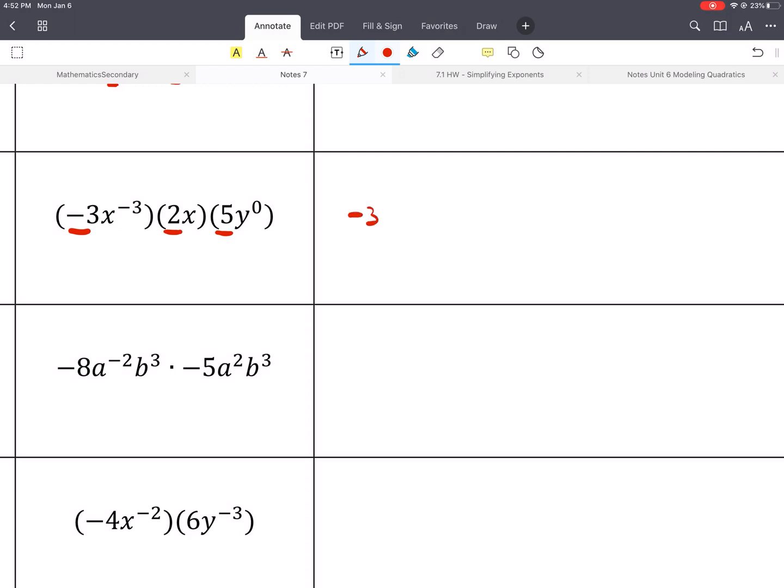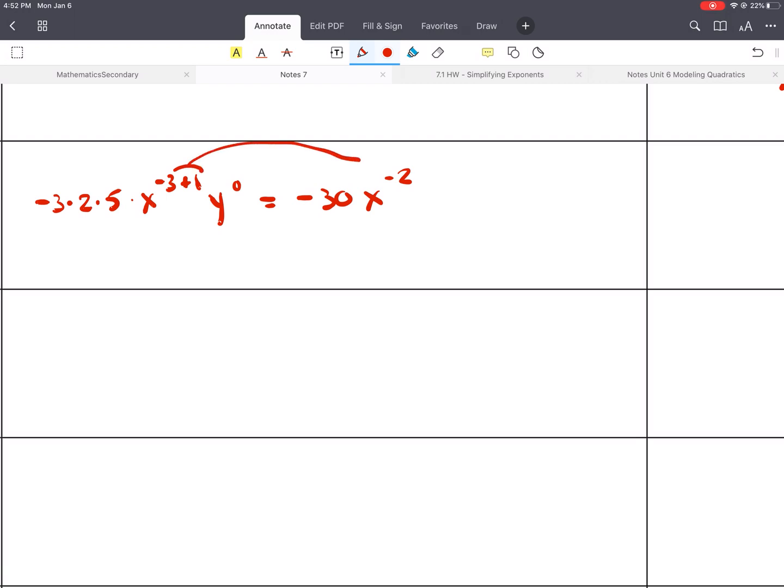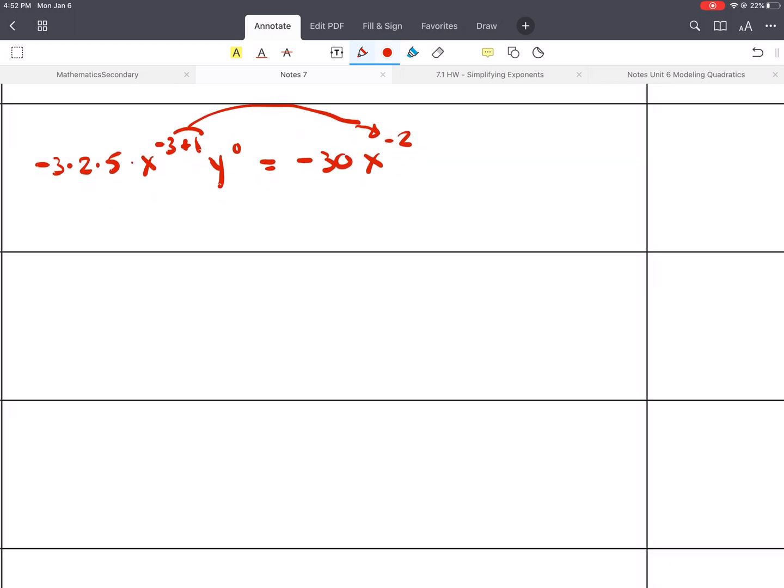That'd be negative 3 times 2 times 5. And then we'd have x to the negative 3 from here, and then we have a positive 1 right here, so plus 1. And then we have y to the 0, which is just 1. Okay? So we simplify that a little further. Negative 30, x to the negative 2, because negative 3 plus 1 is negative 2. Okay? And y to the 0 is just 1. We wouldn't even need to write that down at all.